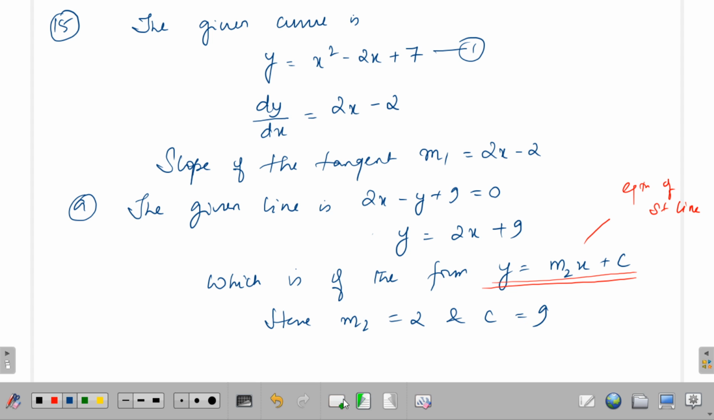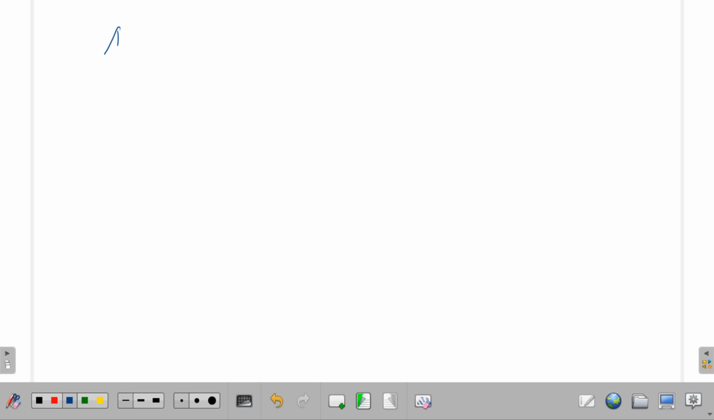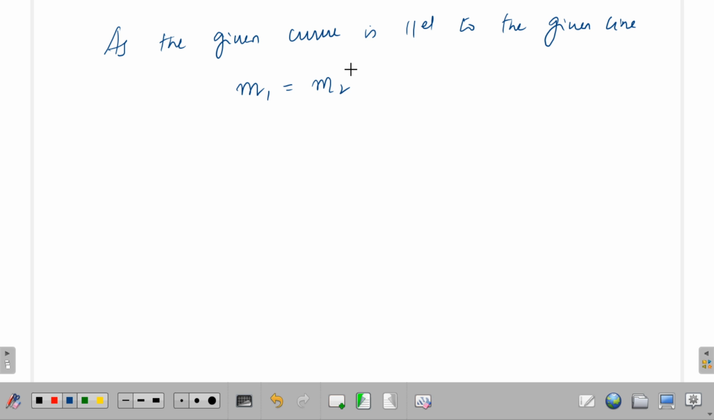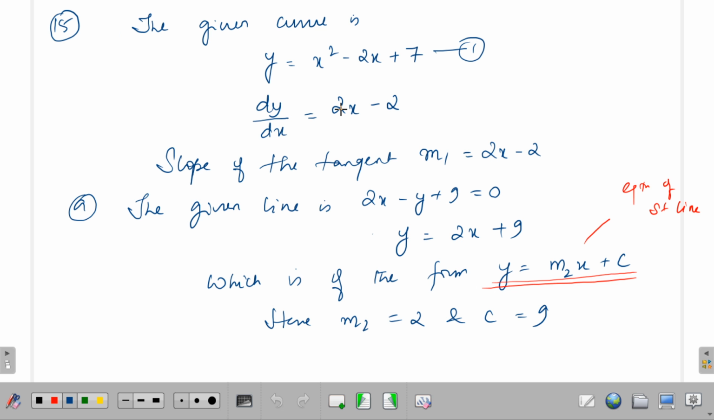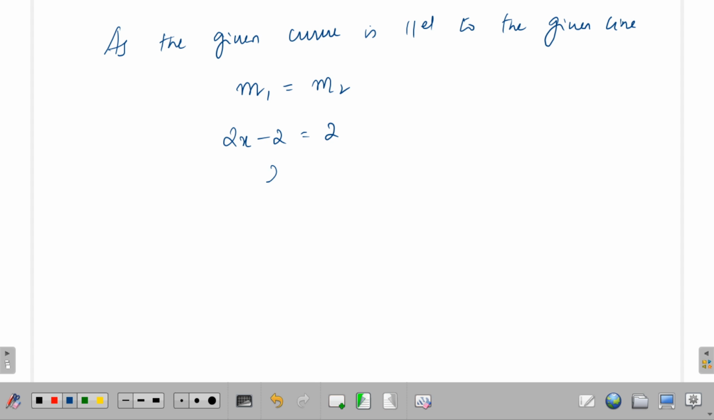So let me go to the next page again. As the given curve is parallel to the given line, I can say the slopes are equal. So m1 is equal to m2. Let me go back again. Your m1 I got to be 2x minus 2, so there will be 2x minus 2. Your m2 I got to be 2 again. So that will be 2x is equal to 4, so x is equal to 2.